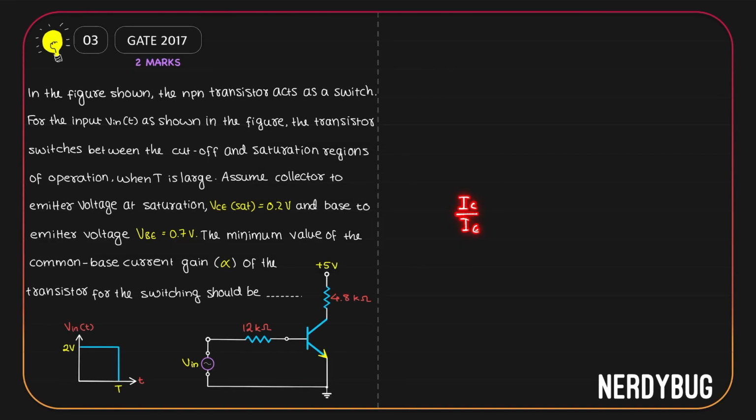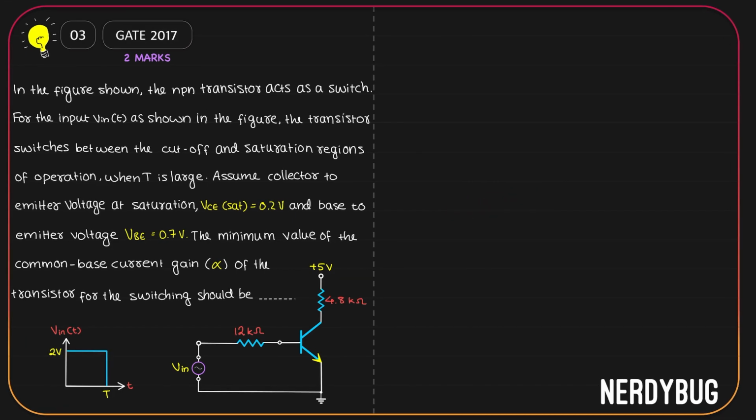But the question is to find the minimum value of common base current gain. Alpha is minimum in the saturation region. So we have to find out the values of IC and IE in saturation region. We also know IE is actually IC plus IB. So basically we have to find out IC and IB. Let us start by calculating the value of collector current at saturation because alpha is minimum at saturation.